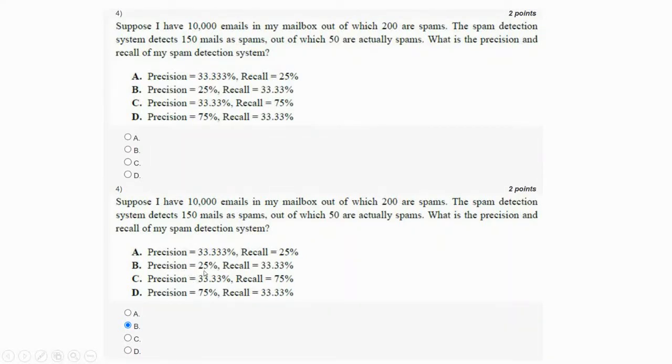Actually, 200 spams. Means the actual positives are 200. Yes. If it is detecting 50, then it will be 50 by 200. So the precision is 50 by 200, which is 25%. And the spam detection will be 50 by 150. No, that is not 33.